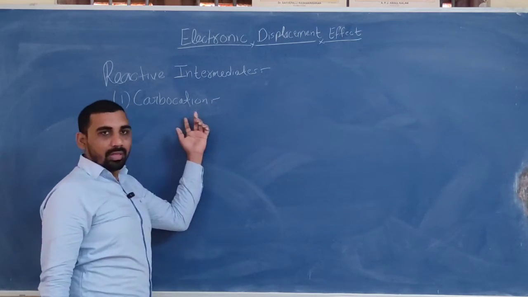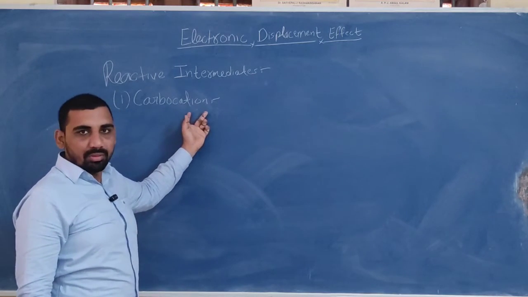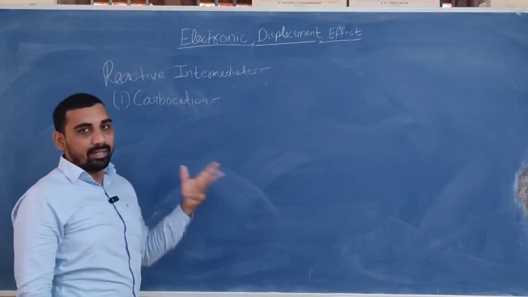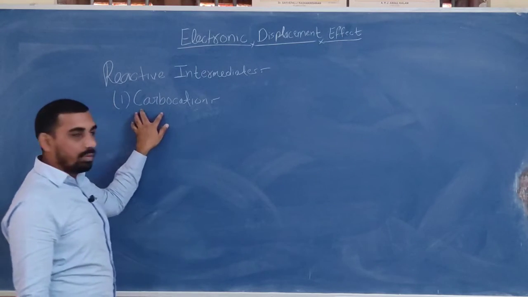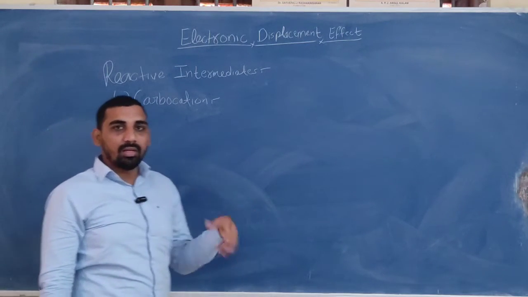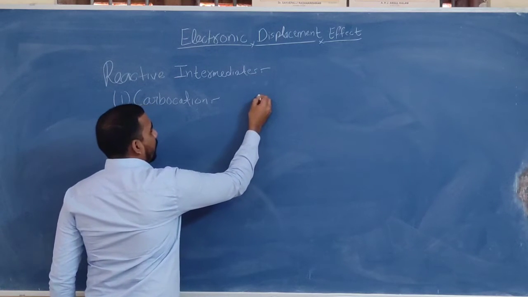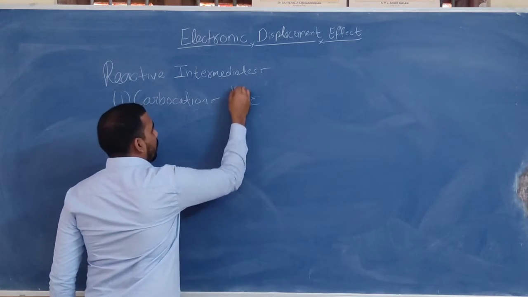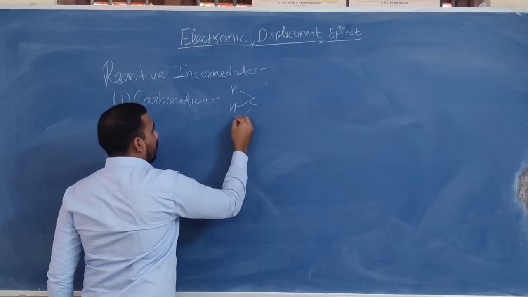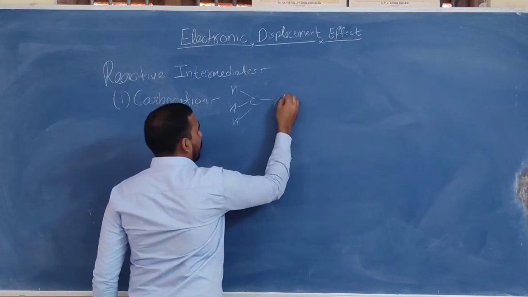We know about carbocation. Any positively charged species is called a cation. When we use "carbo," it means the positive charge is on carbon. Let's say we have methanol.